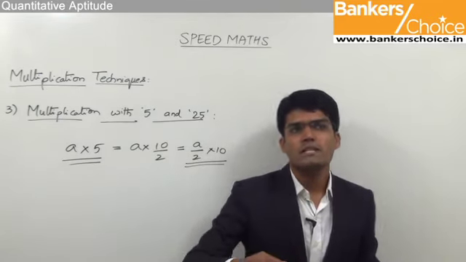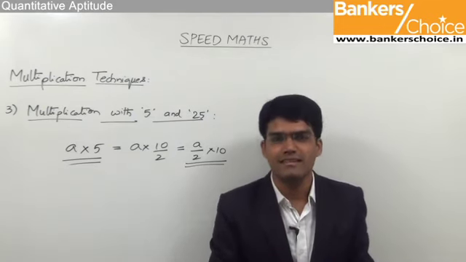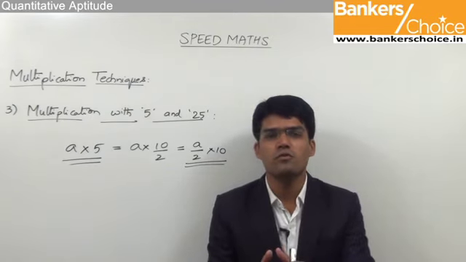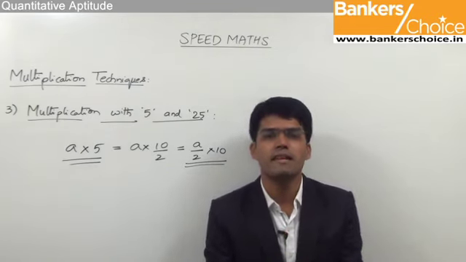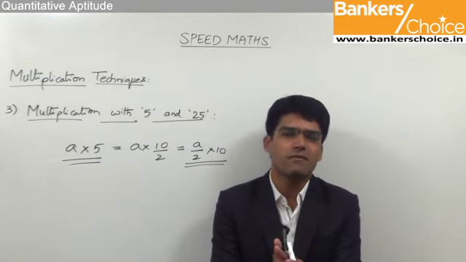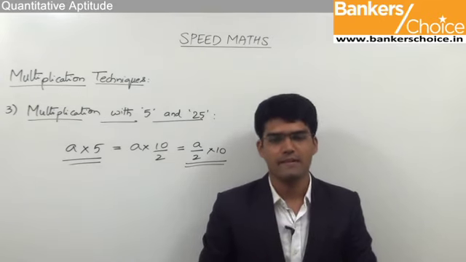Or let's say, what is 132 into 5? Half of 132 is 66. Into 10 would be 660. Or what is 54 into 5? 54 half is 27. Into 10 should be 270. So that's how multiplication with 5 is a very simple job, and it hardly takes 1 second.